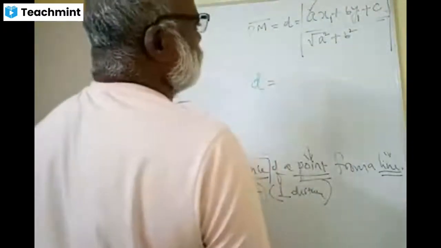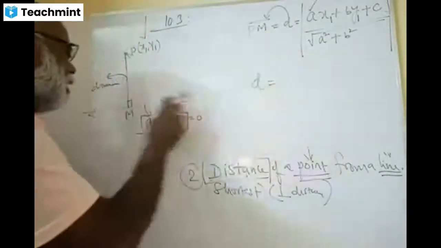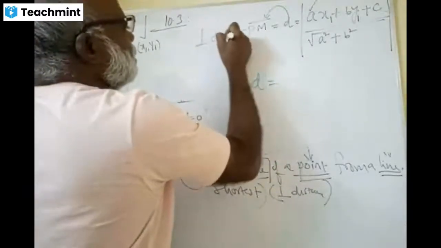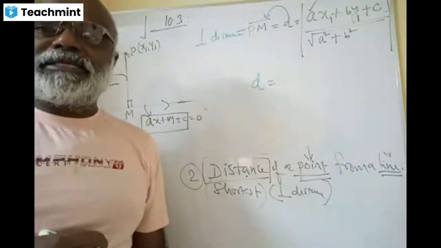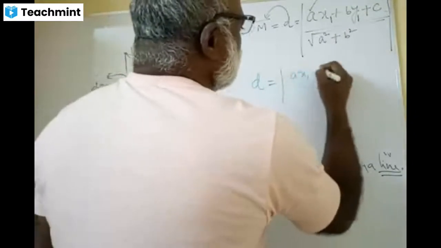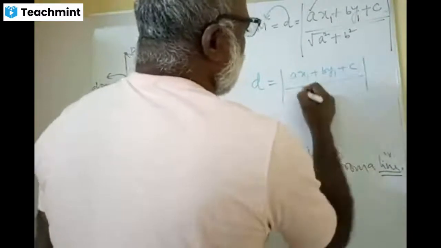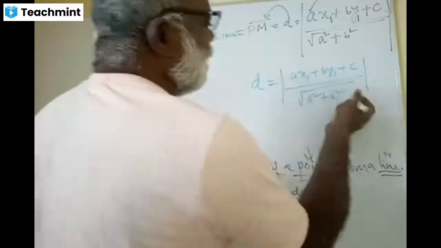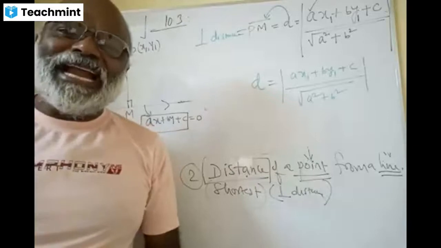So D equals to, what do you mean by D? Distance of a point P to the line, where M is on the line. When we mean a distance, it is the perpendicular distance. So here I will write: modulus of ax1 plus by1 plus c, whole divided by root of a square plus b square. Sorry, sir, c is not coming here now. We will see that, why it is not coming. So let us do the derivation, my dears.